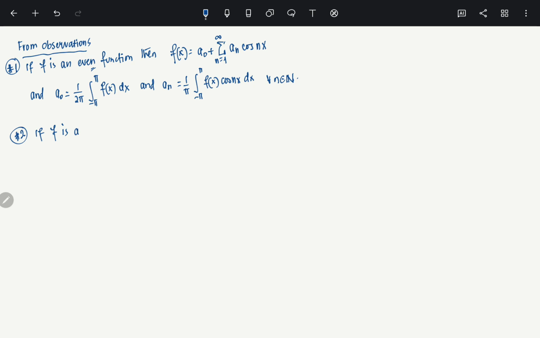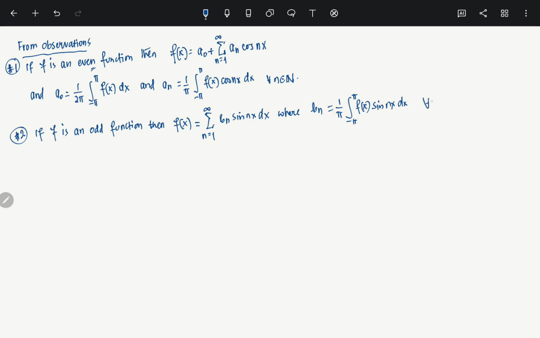And from the second observation, if f is an odd function, then f of x, we can write it as, you remember, the an's and a naught are going to be 0 in this case. So basically we are only left with n equals 1 to infinity, the bn part, right? So bn sin nx, where as usual bn is 1 by pi integral from minus pi to pi of f of x sin nx dx.